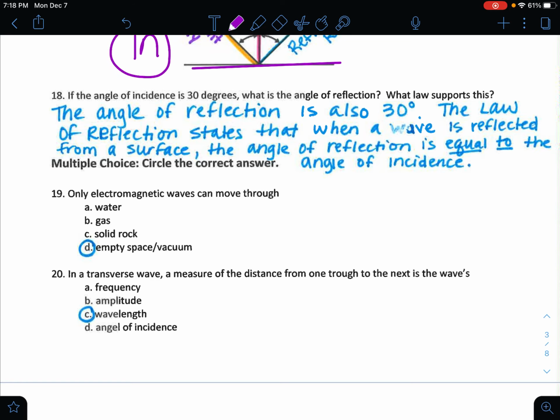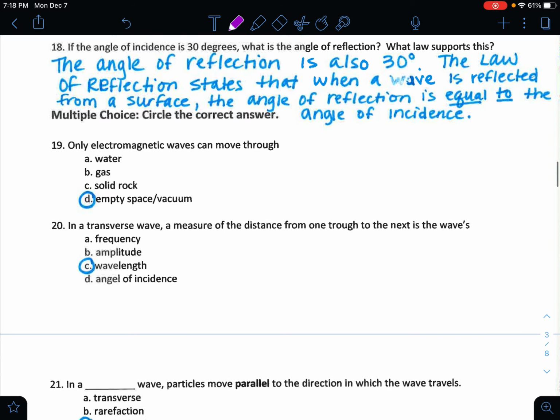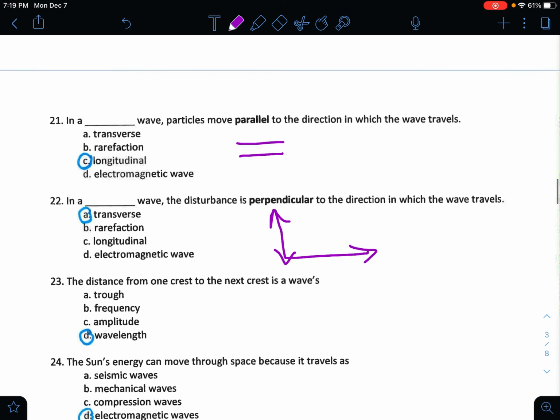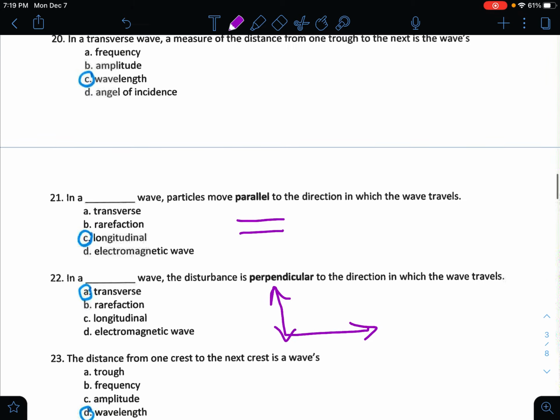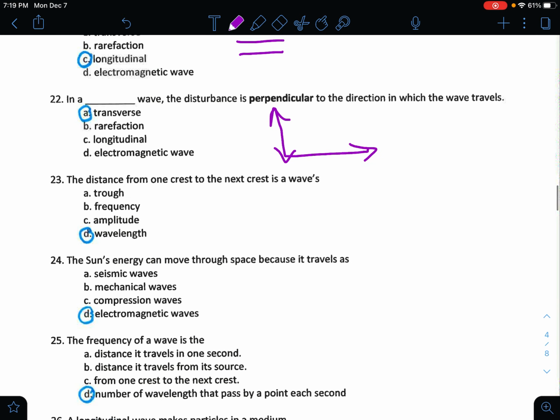Okay? All righty. Only EM waves can move through empty space, vacuum. In a transverse wave, a measure of the distance from trough to the next is the wave's wavelength. Okay, in a longitudinal wave, the particles move parallel, like this, to the direction in which the wave travels. In a transverse wave, it goes perpendicular. So this was the going up and down of the hand when the wave traveled that direction. Okay, the distance from one crest to the next crest is a wave's wavelength. Just like this question asks you from trough to trough, this is crest to crest.